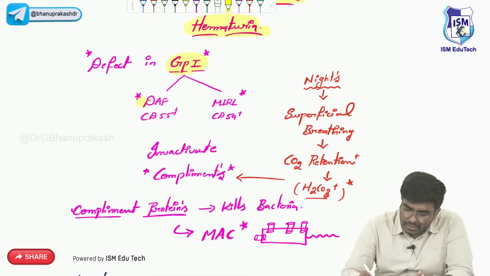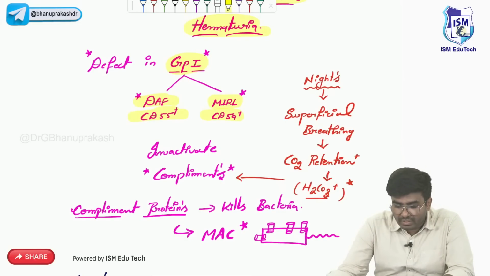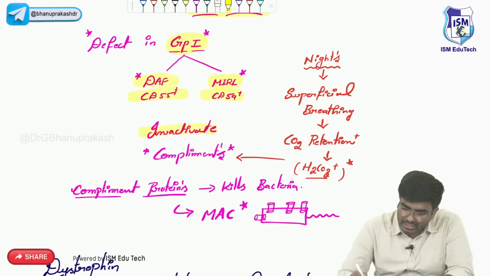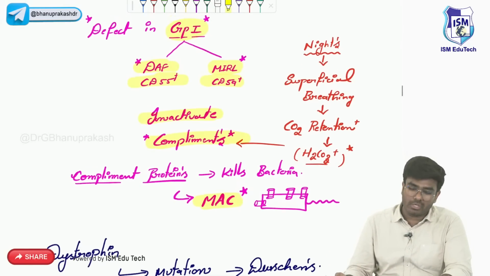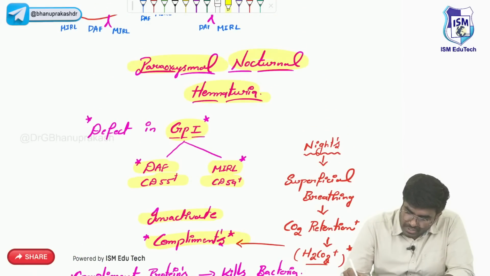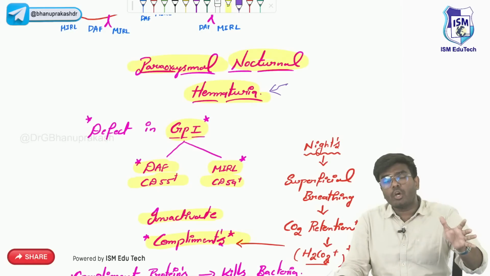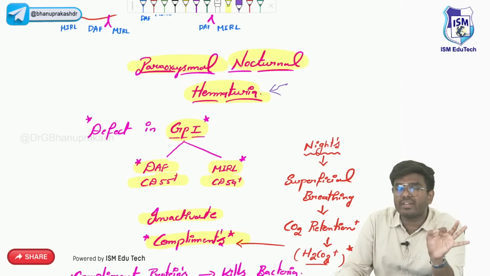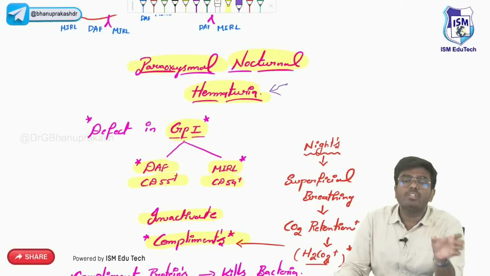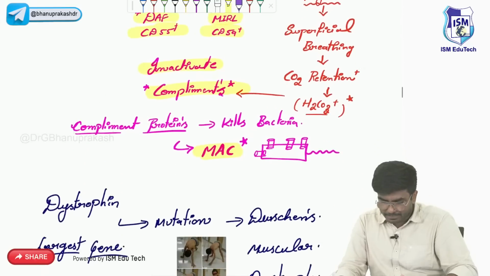Whenever there is no GPI, the DAF and MIRL, which are also called CD55 and CD59, are not going to be present on the RBCs. Whenever they are not present on the RBCs, complements are not inactivated. When the complements are not inactivated, the RBC will be destroyed, causing hemolysis. So the patient is going to suffer with hemoglobinuria, that is paroxysmal nocturnal hemoglobinuria. In a direct question, they will ask you, in paroxysmal nocturnal hemoglobinuria, which proteins are affected? GPI is affected. So there is no DAF and no MIRL. DAF is CD55, MIRL is CD59.